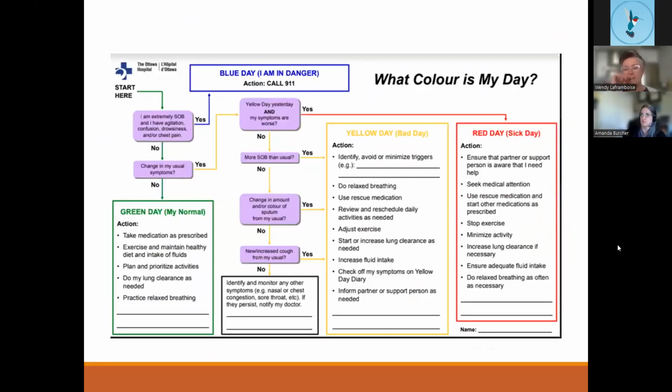A similar type of action plan that we've developed at the rehab center has one more step in it. There's a blue day instead of a red day, but it breaks down very similar to the Canadian Thoracic Society guidelines. But it just breaks down further into some strategies to do within each day. So a green day, take medications as prescribed, prioritize activities, do lung clearance. And then the yellow days, you want them to continue to move, use their rescue medication maybe more often, do their lung clearance, increase their fluid intake. And then red day, alert somebody that you're not feeling well, seek medical advice, adequate fluid intake, and then the way it was developed at the rehab center is blue days need to get to hospital.